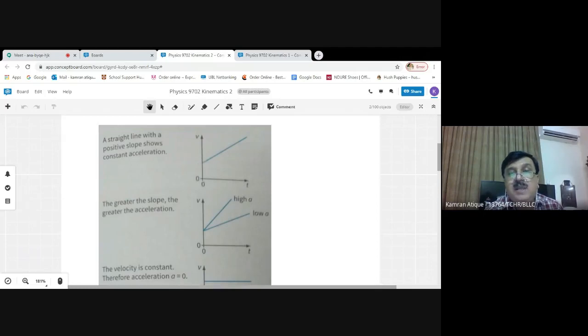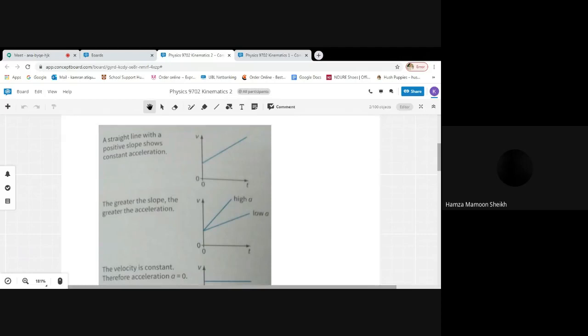So now tell me, what does this straight line mean? What kind of motion was being produced by the moving object so that the recorded data of our tabulated data has given us such kind of graph? What kind of movement was being performed by the moving object? Can you guess about that movement, Hamza? Sir, instantaneous acceleration.